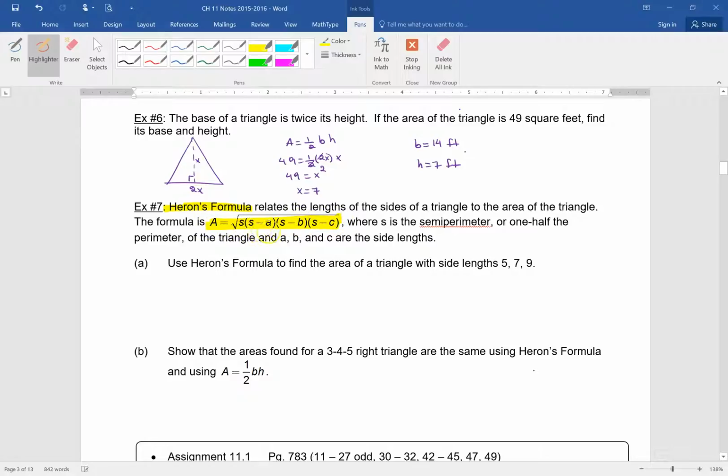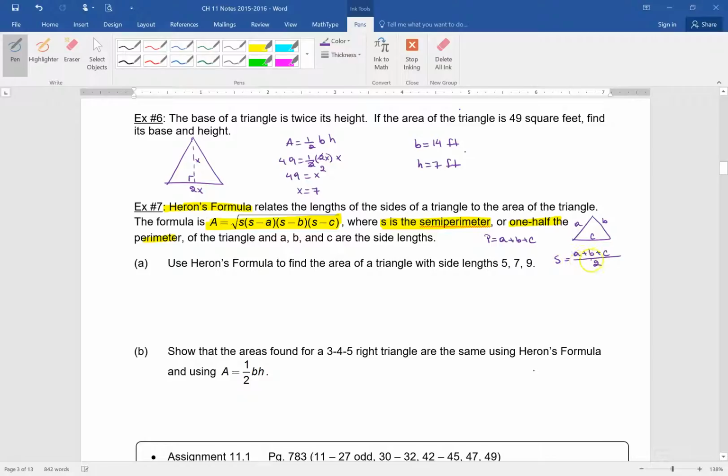So it's S minus A, S minus B, S minus C. S is what we call the semi-perimeter, which is equal to 1/2 the perimeter of a triangle. So basically, if you have a triangle, A, B, C, the perimeter of this triangle is A plus B plus C. Now, if you took that perimeter, A plus B plus C, and you divide it by 2, because we like doing that, because it's fun, that would be half of the perimeter. We call it the semi-perimeter, and we label it as S.